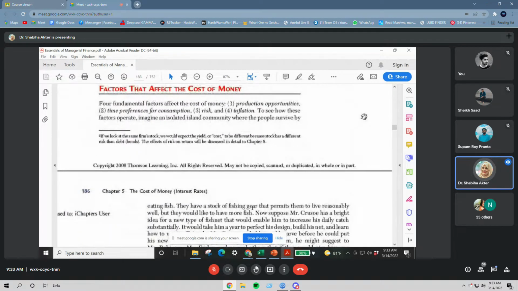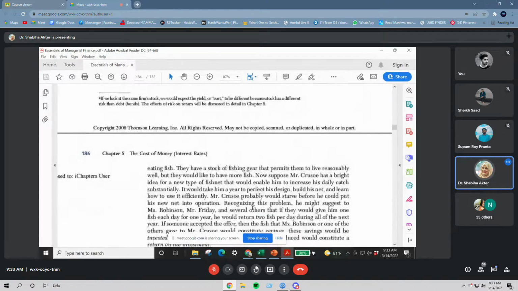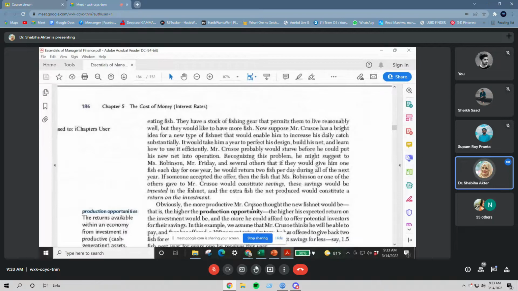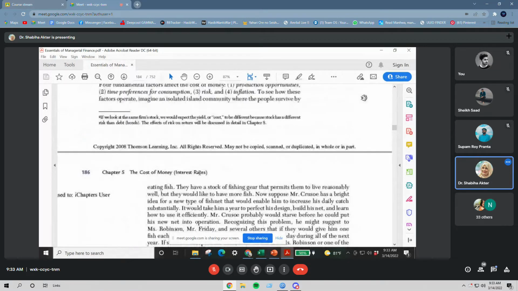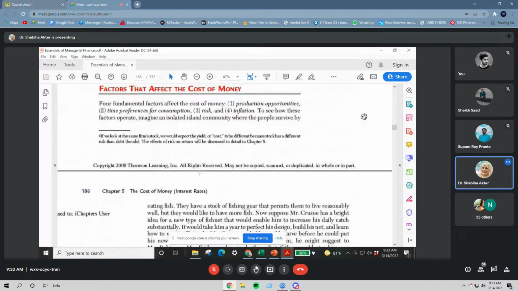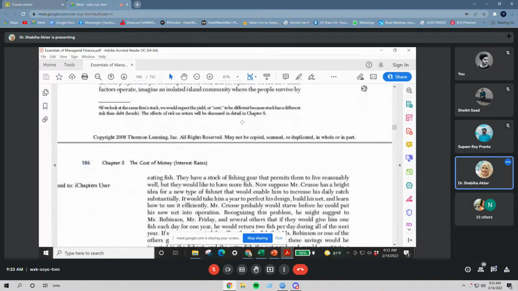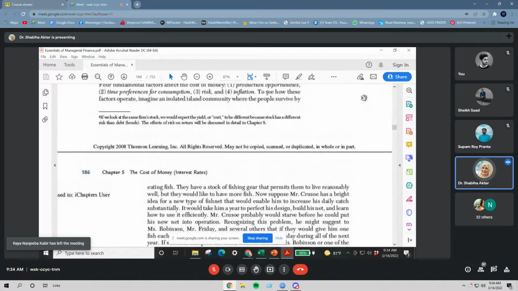So the first factor that affects the cost of money is production opportunities. Okay, so I think you can see an example here. So the example is basically showing how this factor operates.